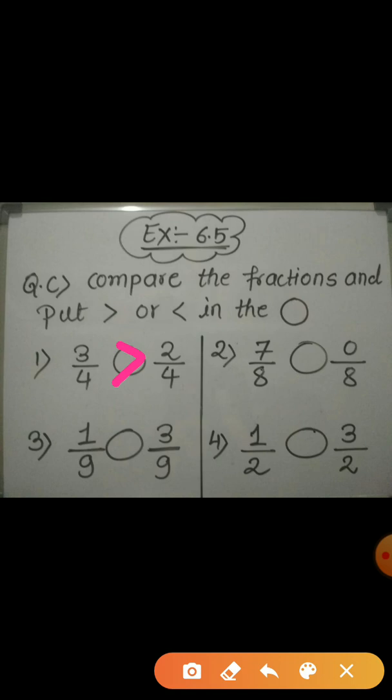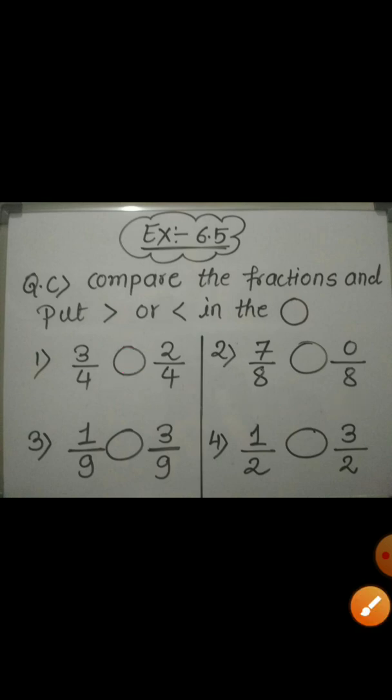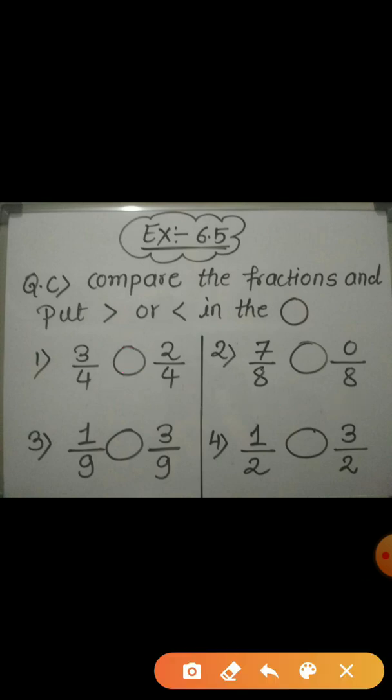Now see the second. Let us compare 7 by 8 and 0 by 8. Again they are like fractions, so we compare the numerator only. Numerator 7 is greater than 0, right? Hence the fraction 7 by 8 is greater than 0 by 8.